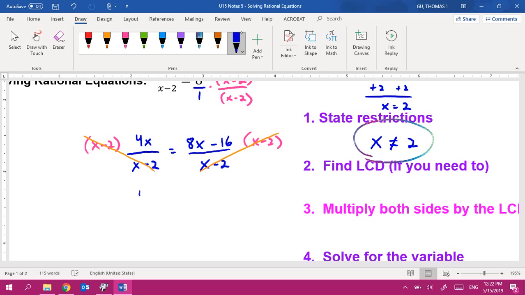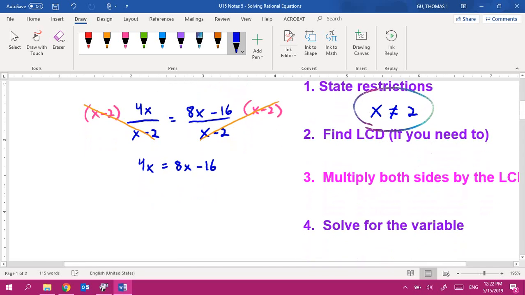You have? Yeah, so what do you have? Right, that's right. And so then all we're trying to do is solve for x because we're solving equations here. So what do I do to solve for x here?